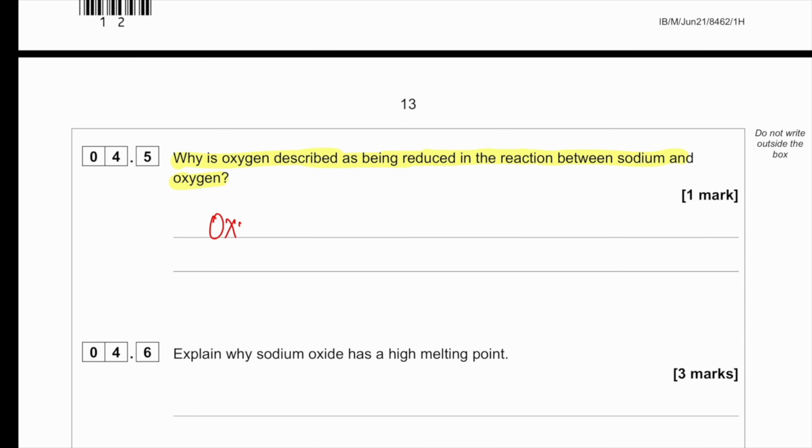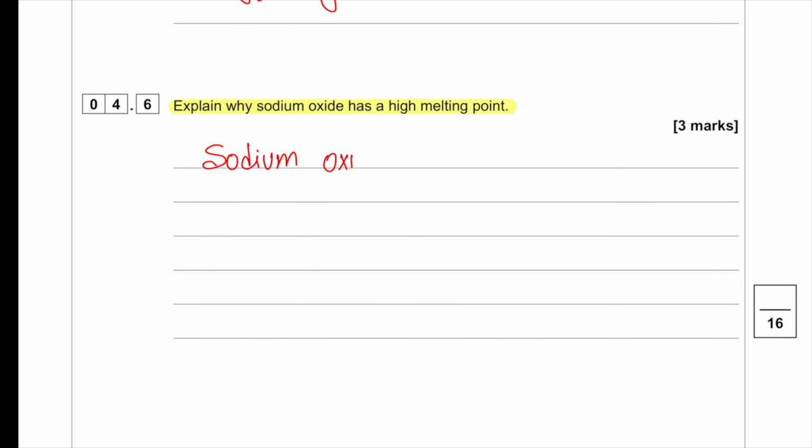Why is oxygen described as being reduced in the reaction between sodium and oxygen? So oxygen gains electron. So gain of electron is reduction. Explain why sodium oxide has high melting point.